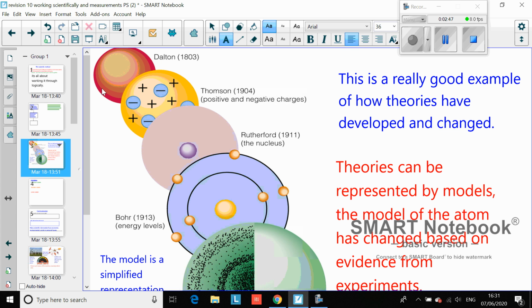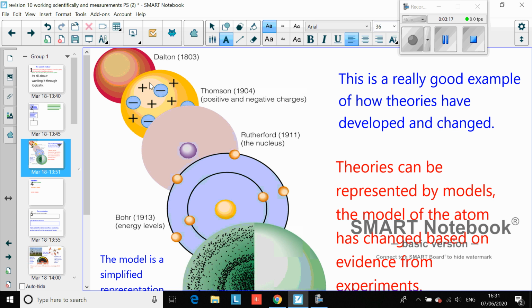Then we found some new evidence. About 100 years later, in 1904, at the beginning of the last century, a guy called J.J. Thomson discovered that atoms actually have a negative charge. These little particles existed within atoms. He called them electrons, and he found those by, again, doing an experiment. He used some electricity and he found that these little charges move. And so he revised the model.